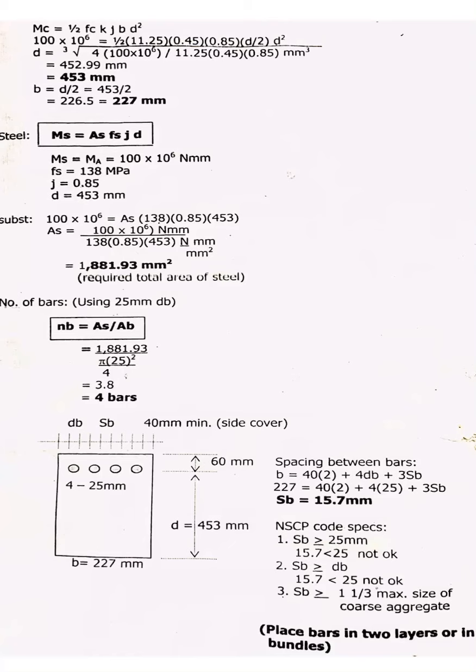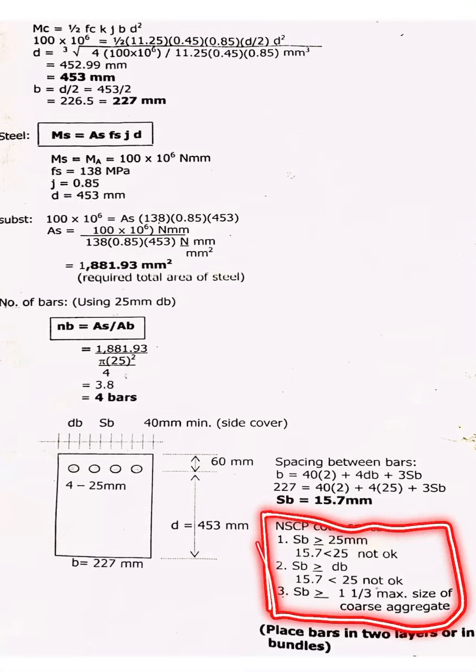So to solve for the spacing, you have the formula B, or the base, is equal to 40 times 2, that is the side cover, plus 4 times the bar diameter, so 4 bar diameters, plus 3 times the spacing, 3 spaces or 3 spacing. So B is 227, equal to 40 times 2 for the side cover, then 4 times 25, that is the bar diameter, plus 3 SB, or spacing. So you have your SB equal to 15.